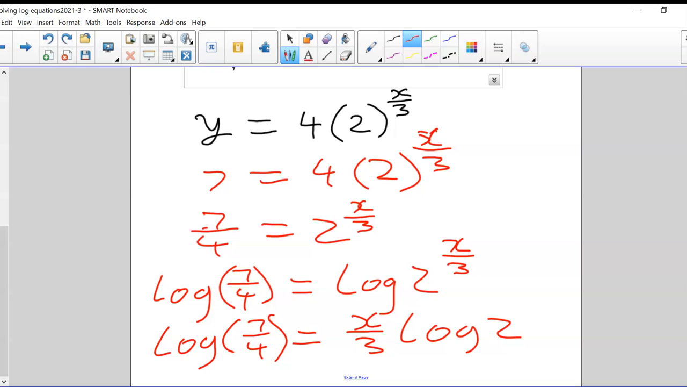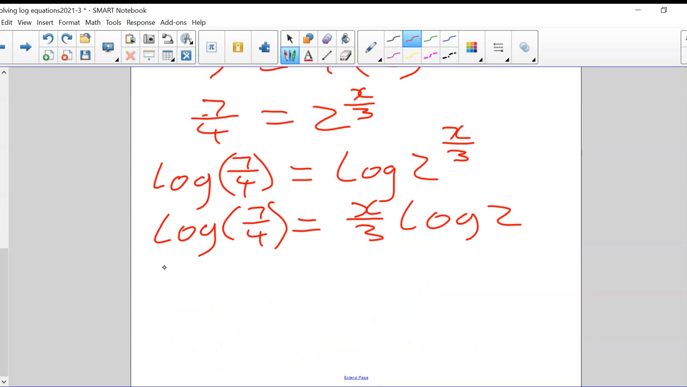No, we can't cancel the logs, Joel. If it was log of this equals log of that, then yes, we could do that, but we can't just cancel the logs. Where he says, bring the x over 3 to the left and divide the two logs. Okay, I can leave that x over 3 where it is for now, right? But you're right. We can say the log of 7 over 4. I'll leave it as that for now.